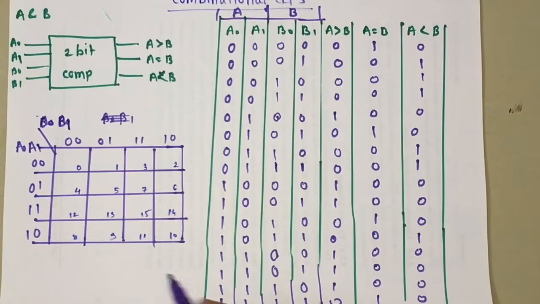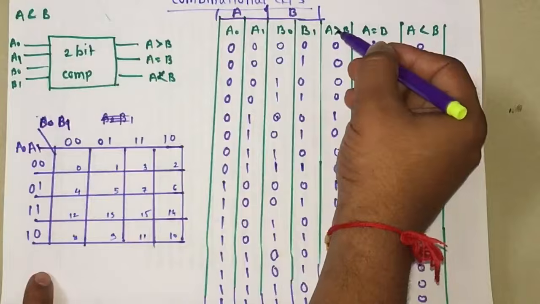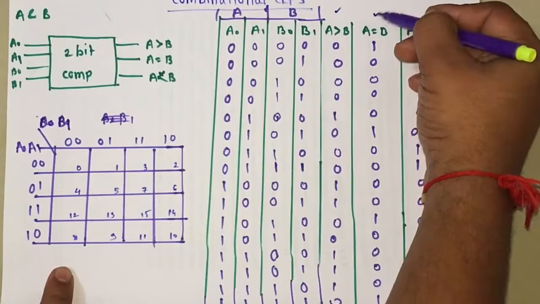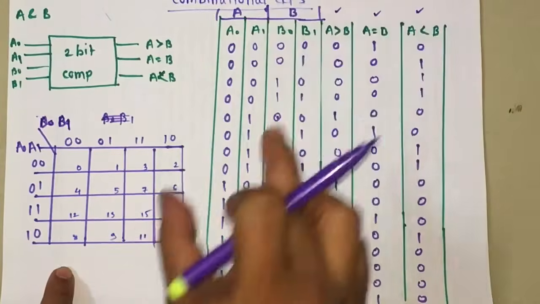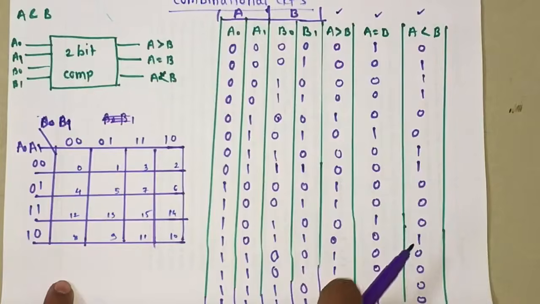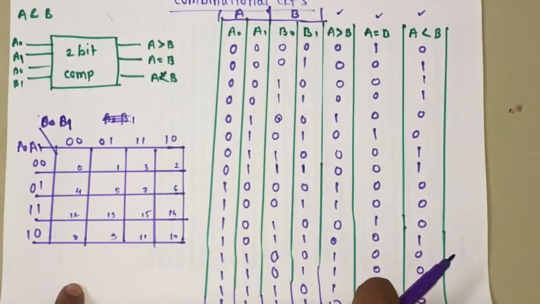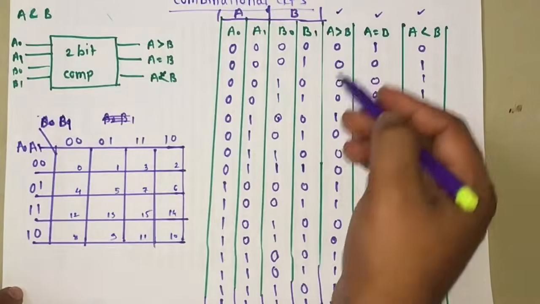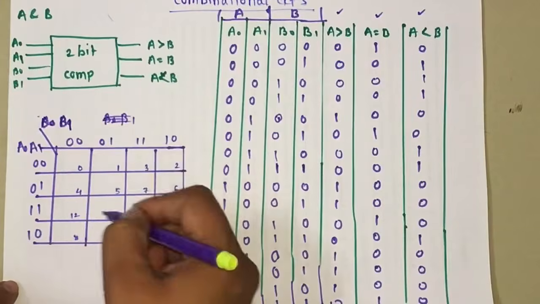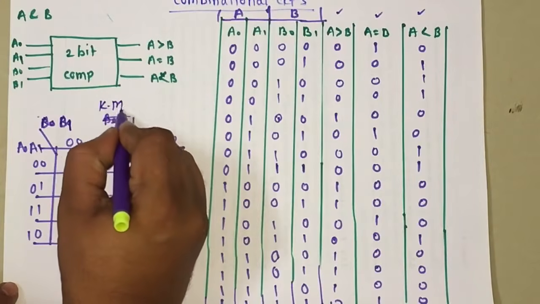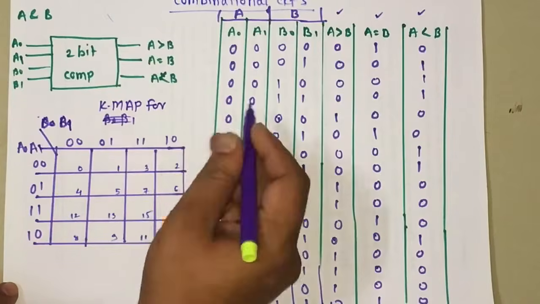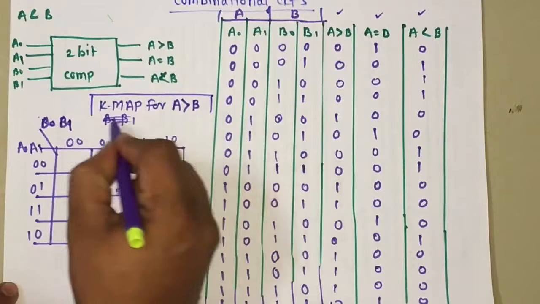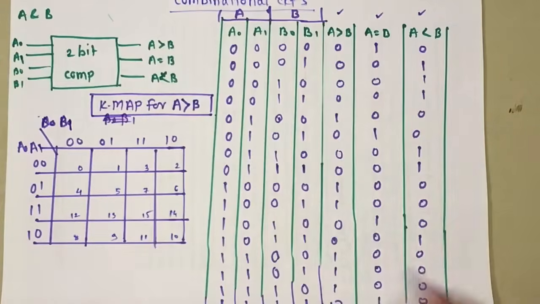So suppose for example here I will draw the K-map for A is greater than B. Now to find out the equation for these three outputs we need to draw the 3 K-maps. One K-map is for A greater than B, second K-map is for A equal to B and third K-map is for A is less than B. So first we will refer this K-map for which output A is greater than B. So this K-map is for A greater than B.